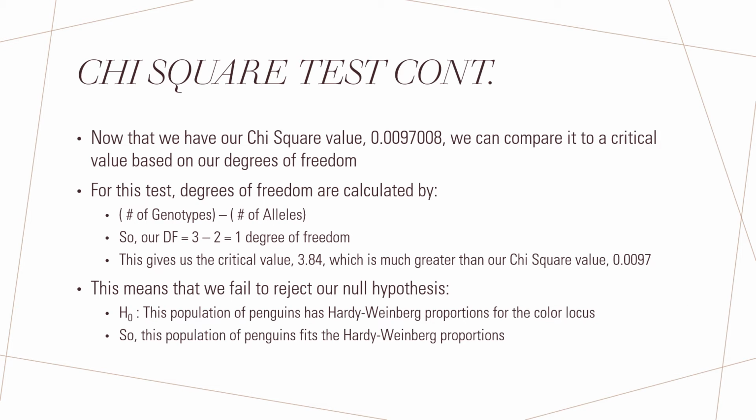Now we have our chi-square value. We can compare it to our critical value given by the degrees of freedom. Degrees of freedom are calculated by taking the number of genotypes minus the number of alleles, giving us 1. The critical value for this 1 degree of freedom is 3.84, which is much greater than our chi-square value of 0.0097. This means we fail to reject our null hypothesis, and this population fits Hardy-Weinberg proportions.